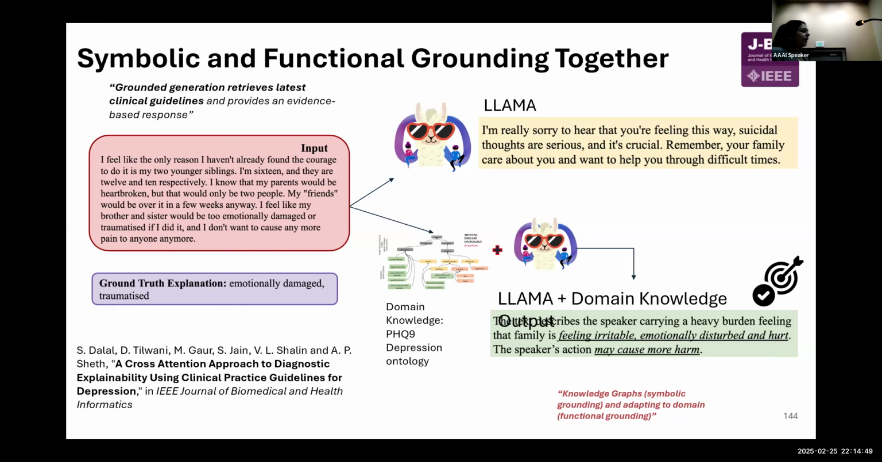The output looked like this: the speaker describes carrying a heavy burden, feeling that the family is feeling irritable, emotionally disturbed, and the speaker's actions may cause more harm. So this is symbolic and functional grounding together, where it is adapting to the domain knowledge. Our work is published in JBHI IEEE, so you can check out our paper for more details.